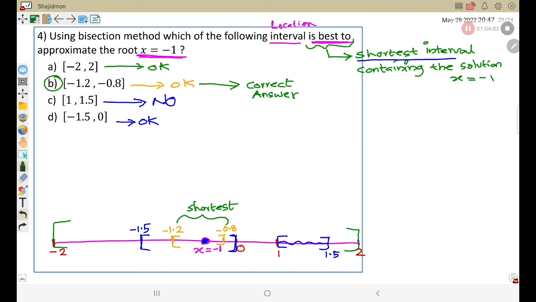I hope you understood this question. The shortest interval containing that solution is the best interval, or best location, for finding the solution of that equation.